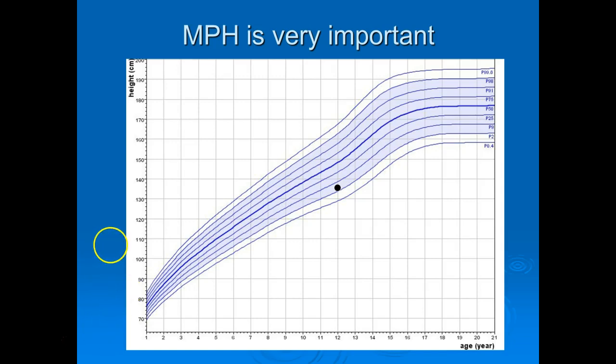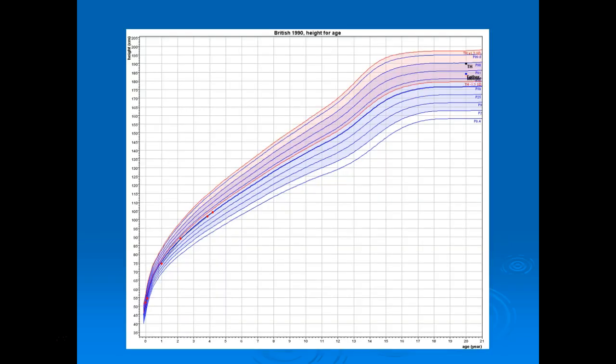Again, this demonstrates that mid-parental height is very important. Without it, this measurement is meaningless to us. It's showing us that a child is sitting between the 2nd and the 0.4 and 9th centile. What's normal for them? There are no further measurements, but if we go ahead and measure the mid-parental height, we can see actually this child is growing below their genetics, and therefore we might want to think about making a referral appropriately.